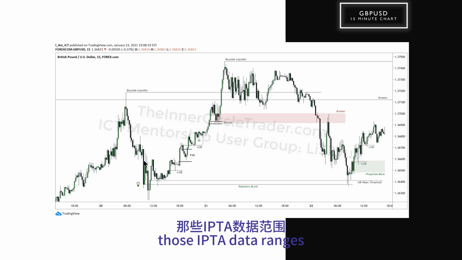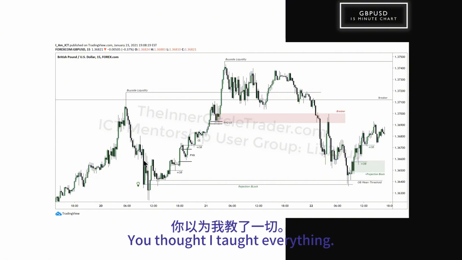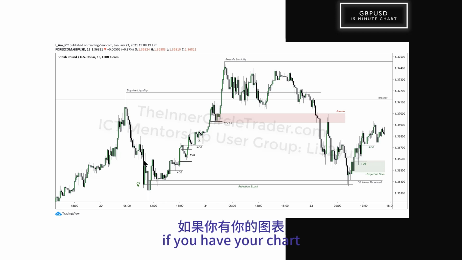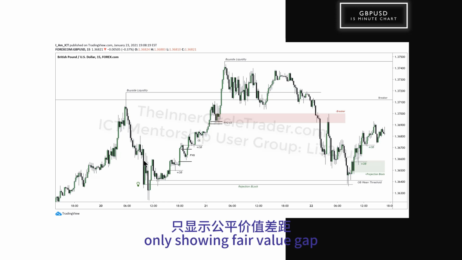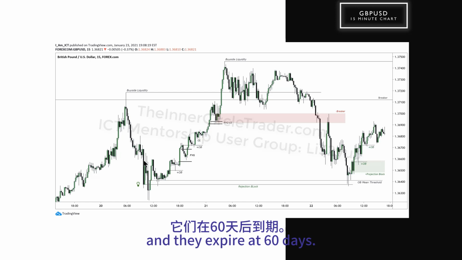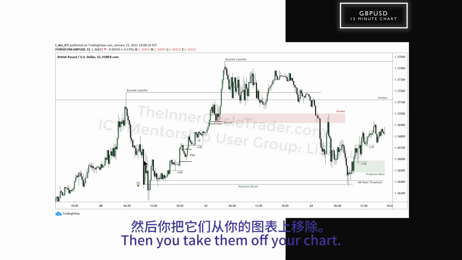Oh, those IPTA data ranges are suddenly starting to make a little bit more sense, aren't they? Oh yeah. You thought I taught everything. I didn't. But you will start to see things if you have your chart only showing fair value gap and extend them in time, and they expire at 60 days. Then you don't consider them anymore. Then you take them off your chart.